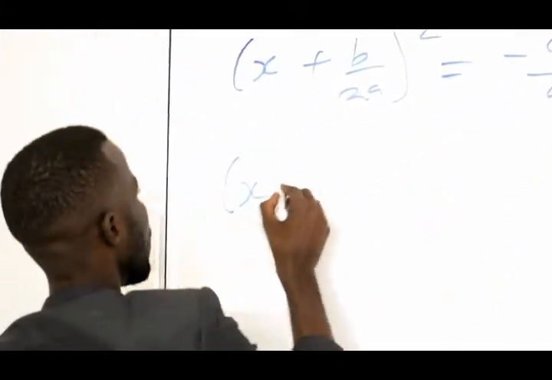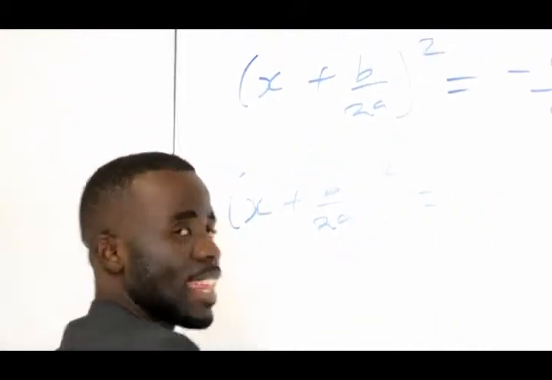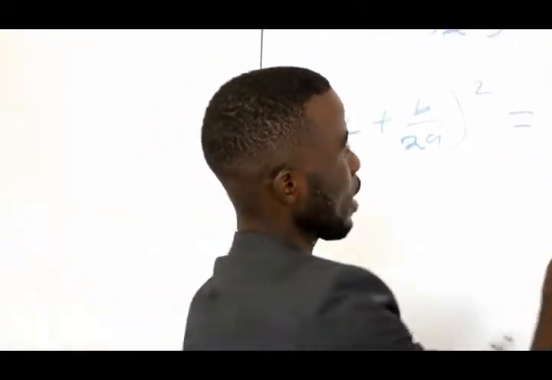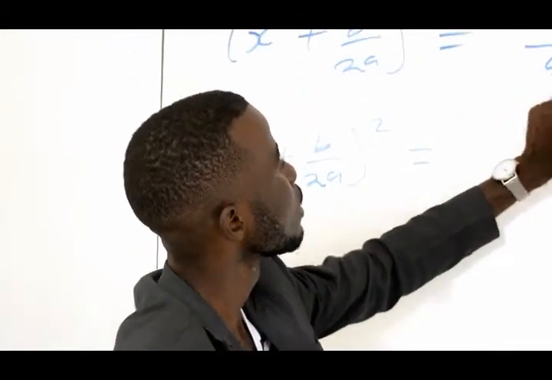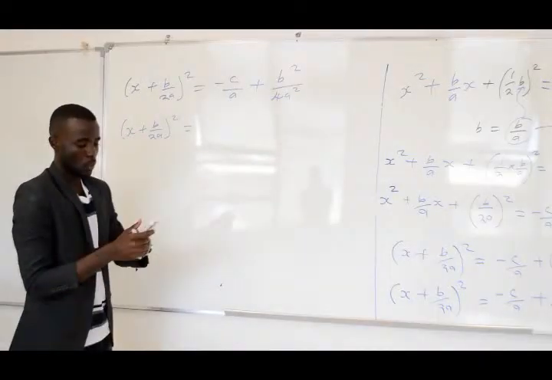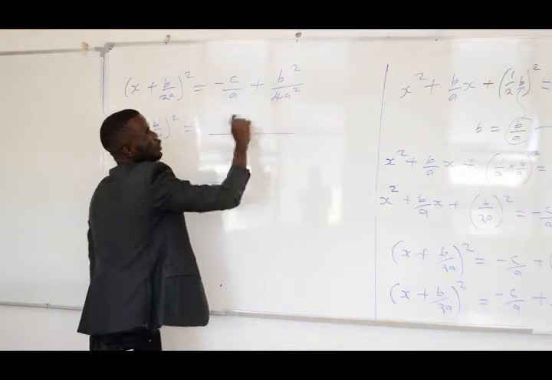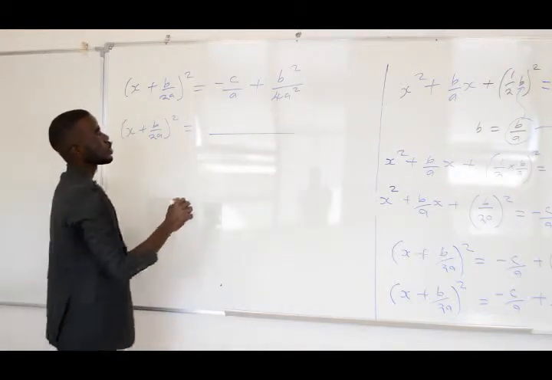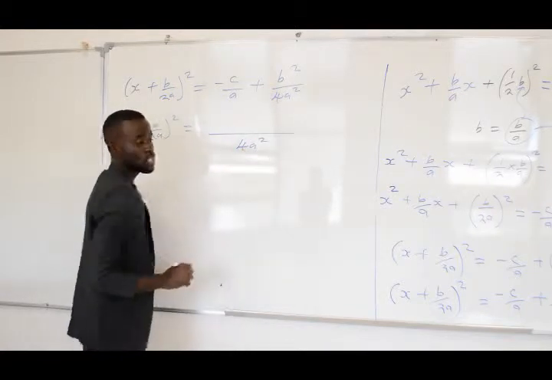Now what we are going to do, on the left hand side we leave it like that. On the right hand side we are going to find the common denominator. You can all agree with me that the common denominator of a and 4a squared will just be 4a squared, because a can enter into 4a squared and 4a squared can enter into itself. So the common denominator between the two will be 4a squared.